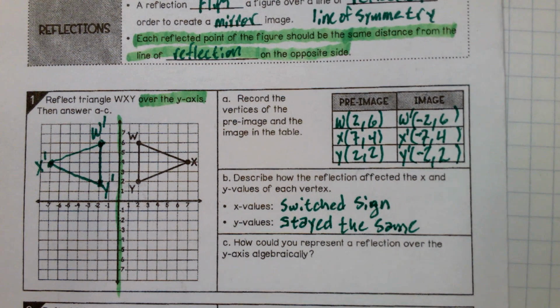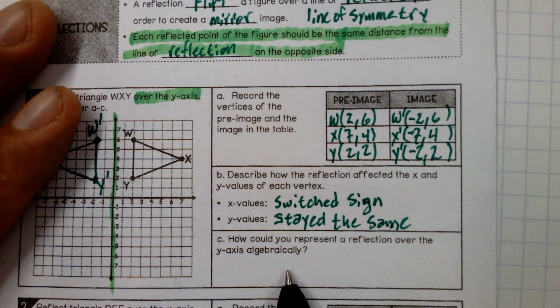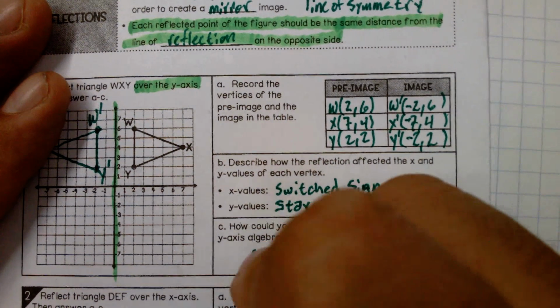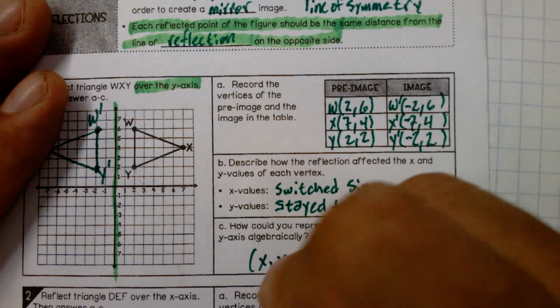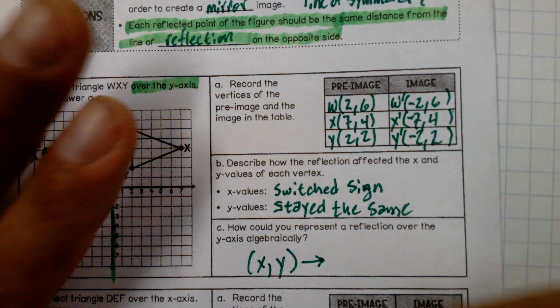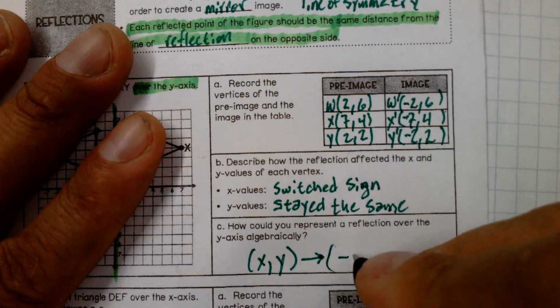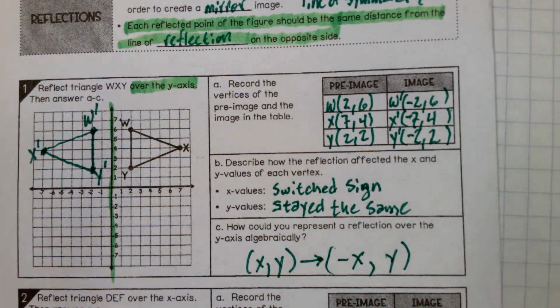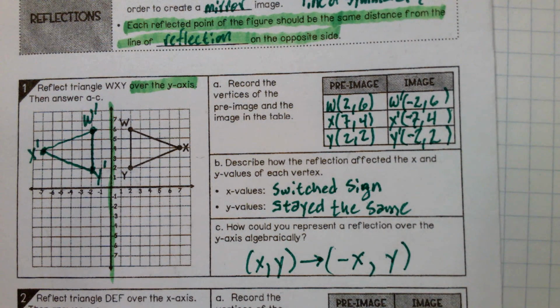And that's what's going to happen when you reflect over the y-axis. You flip the x values and you keep the y values the same. So the way we would represent this algebraically in this transformation notation is like this: x, y maps onto, that's what this arrow means, negative x, comma, y.